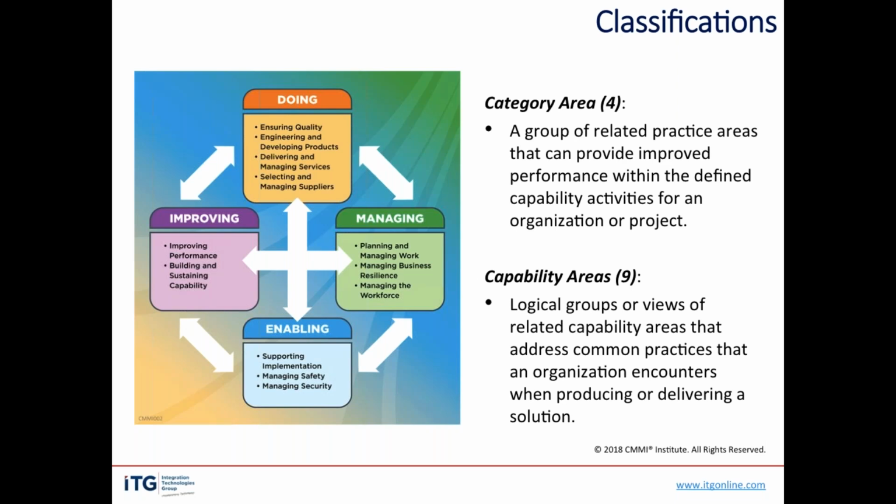So you'll look at this right now. Right now we have 4 categories, and we have 9 capability areas. But some of the areas that we know are coming, for example, that the CMMI Institute has already started to talk about is, under enabling, you'll see managing safety and managing security. So there are some future growth opportunities with the model in the various capability areas, as well as the practice areas that follow.